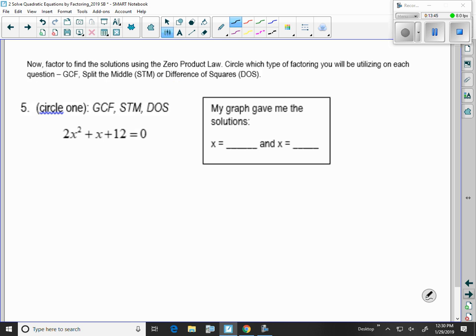Okay, number 5. What type of factoring? Split the middle. Okay, I need you to focus on this one, please. Something weird's going to happen here, so I need you to focus. 2 times 12 is 24. That's our first step of split the middle. Give me the factors of 24. 6 and 4, 3 and 8, 12 and 2. Taking a look at our combinations, is there any way we can add to 1? No.